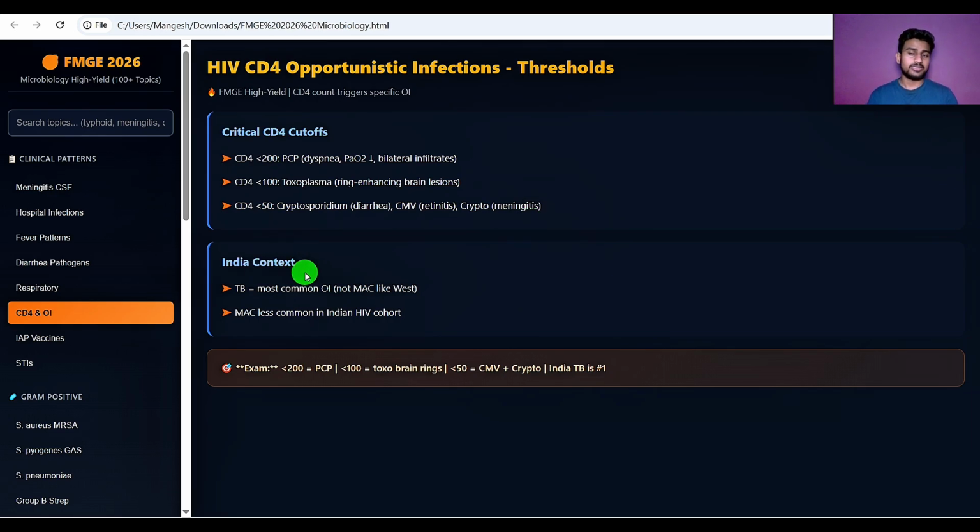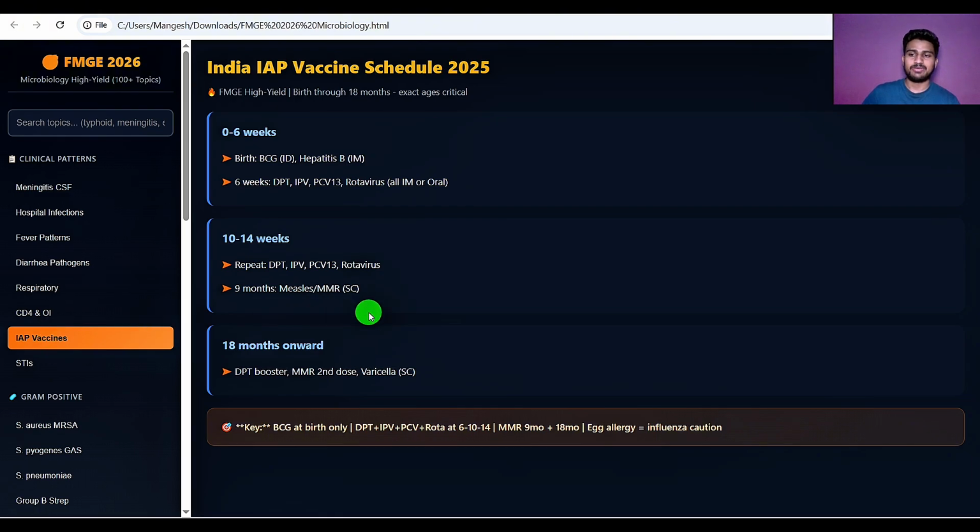In the context of India, OI stands for opportunistic infection. So TB is the most common opportunistic infection in our country, and because of this, you can expect at least 1 or 2 questions from TB in your upcoming FMGE exam or NEET PG exam, because this can come in any exam that is conducted in India. And MAC stands for Mycobacterium avium complex. That is less common in India as compared to the Western countries. So yeah, that's all about this topic. Let's move towards the next topic, that is IAP vaccinations.